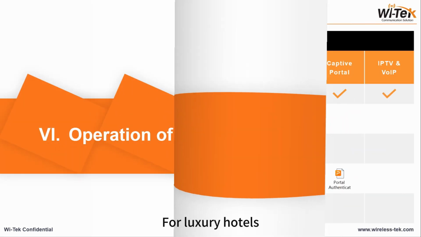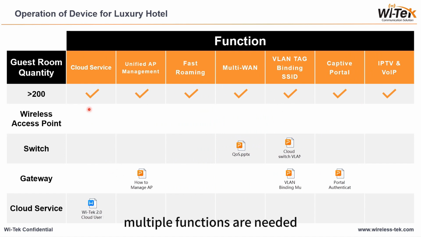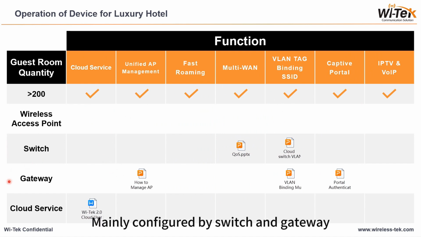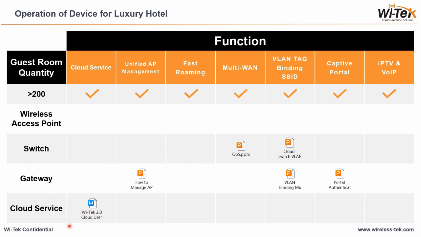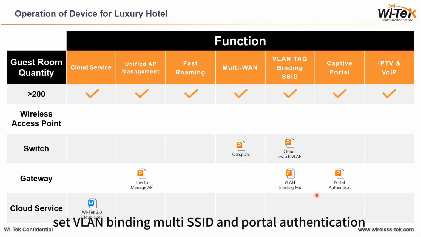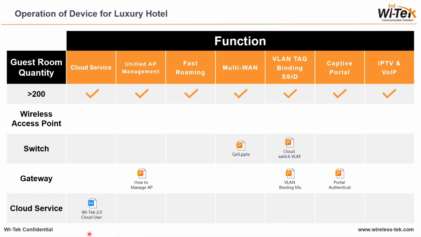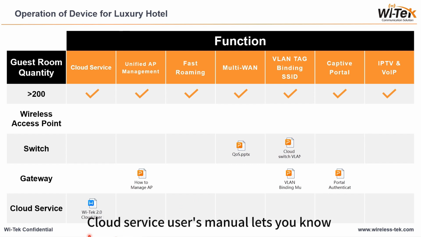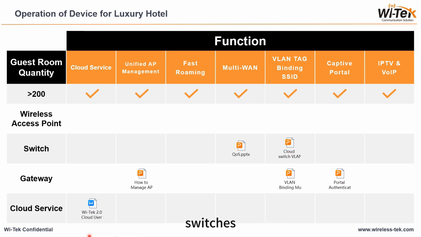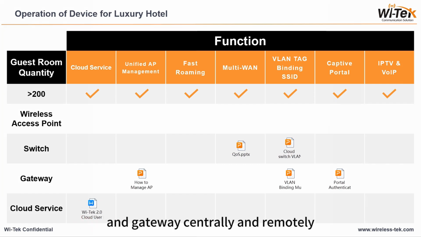For luxury hotels, multiple functions are needed, mainly configured by switch and gateway. For the switch, you need to set QoS and VLAN. As for the gateway, you need to manage AP centrally, set VLAN binding multi-SSID and portal authentication by the gateway. And IPTV and VoIP are supported. Cloud Service Users Manual lets you know how to manage APs, switches, and gateway centrally and remotely.